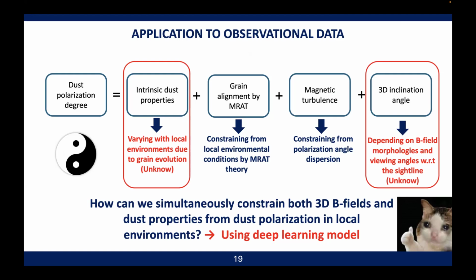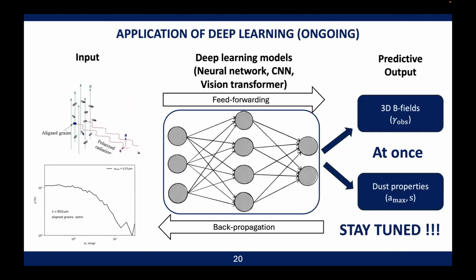So how can we do that, both the 3D magnetic field and the dust property, at the same time? It is time for us to think about using a deep learning model to do that. The key idea is that if we have the observational data, maybe for thermal dust polarization or starlight polarization, we can use a deep learning model, such as a neural network, CNN, or vision transformer. Finally, we can get the related output, both the 3D magnetic field and also the dust property, generated at the same time. This project is currently under development, so stay tuned for new results.